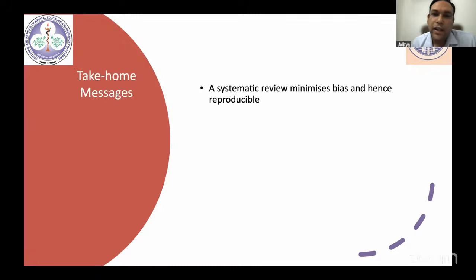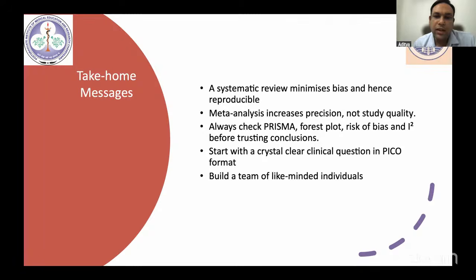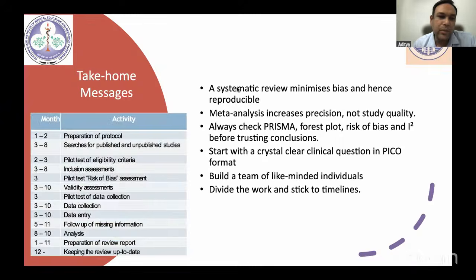My take home messages are: a systematic review minimizes bias and hence it is reproducible. Meta-analysis increases precision, not the study quality. Be wary of the heterogeneity and the biases. Always check PRISMA, forest plot, risk of bias, and I-square. Start with a crystal clear PICOT format question. Build a team of like-minded individuals who are interested. Divide the work and stick to timelines so that you are able to finish in 6 to 12 months.